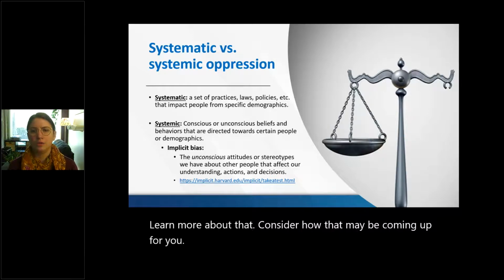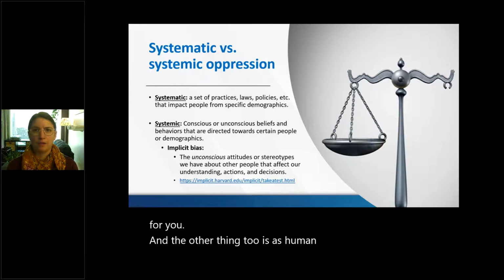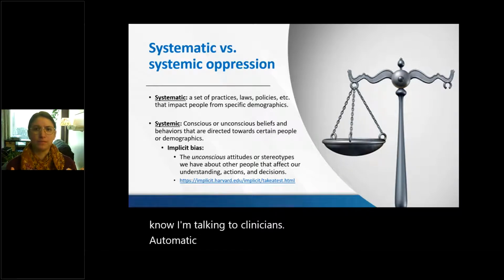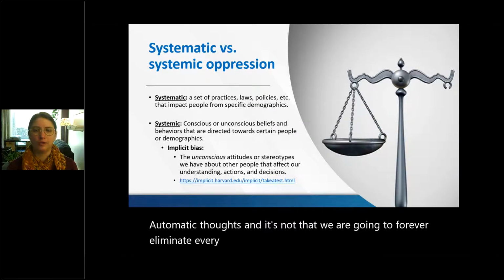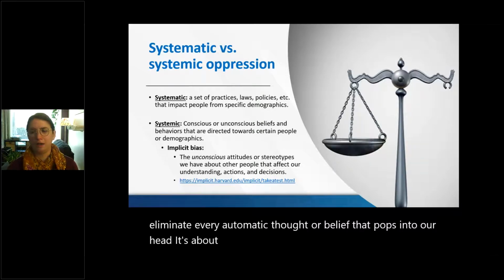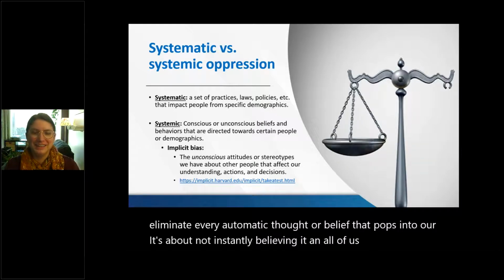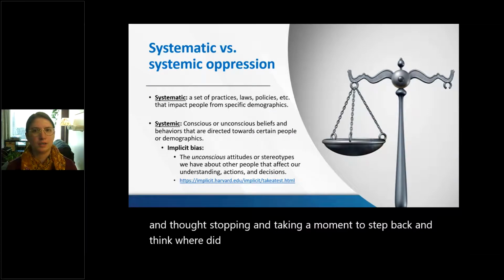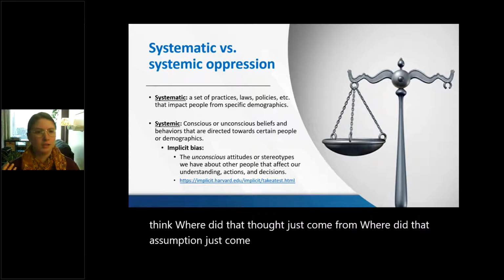And the other thing too is that as human beings, and I know I'm talking to clinicians, we have automatic thoughts. And it's not that we are going to forever eliminate every automatic thought or belief that pops into our head. It's about not instantly believing it. And all of us understand CBT and thought stopping and taking a moment to step back and think, where did that thought just come from? Where did that assumption just come from? And this is where that implicit bias comes into play.